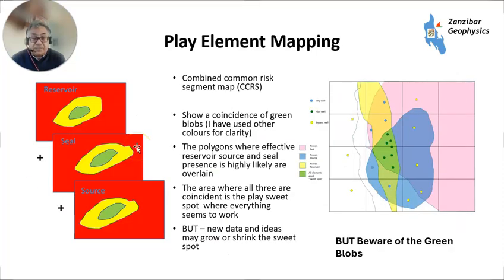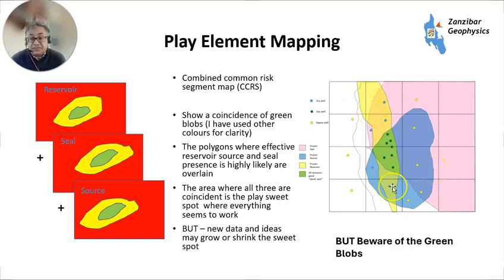And the way you do that is by play element mapping. Again, I've got a video on that on my channel that talks a little bit more about it, but this is just a brief summary. So you've got your reservoir. You have your red where the reservoir is absent, your light green where the reservoir might be present, and your dark green where the reservoir is definitely present. This is based on well results. Then you have your seal, and you have the same map for your source, and you put all three together to combine into a common segment risk map.